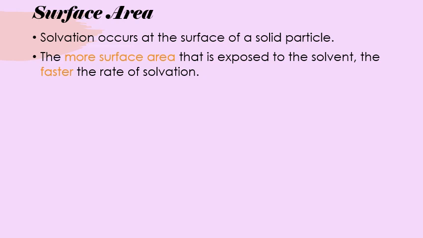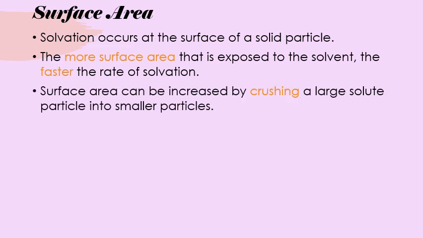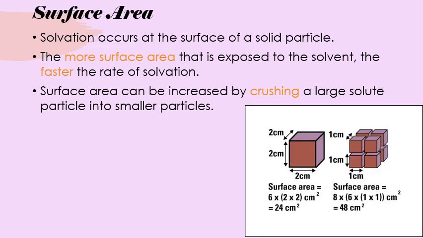Well, what if you have a solid and you want it to dissolve faster? How can you increase the surface area? Get a glass stir rod and start squishing it down in there. You can increase the surface area of a solid chunk by crushing it into smaller pieces. If you have a bunch of small pieces, you're exposing more of that solid surface to the solvent, and it will dissolve faster.